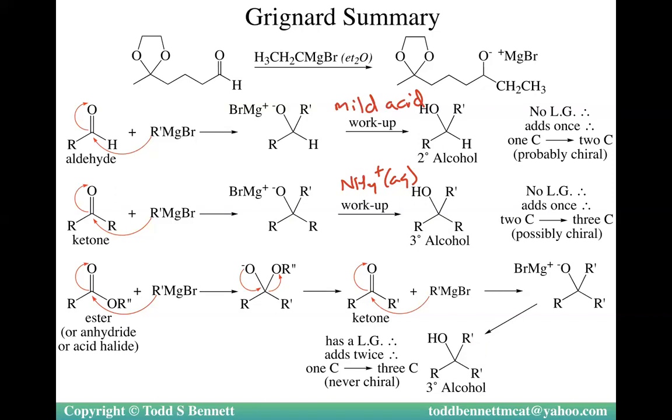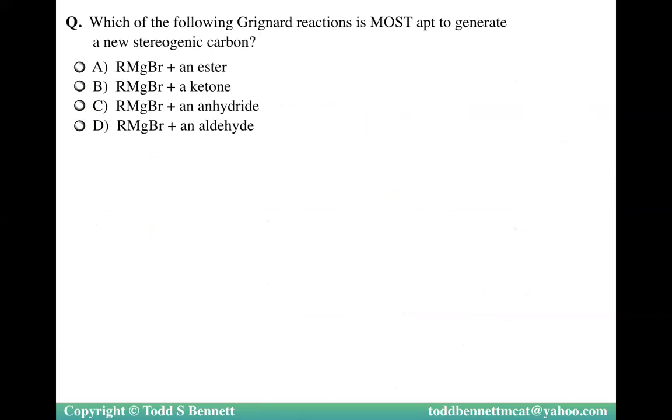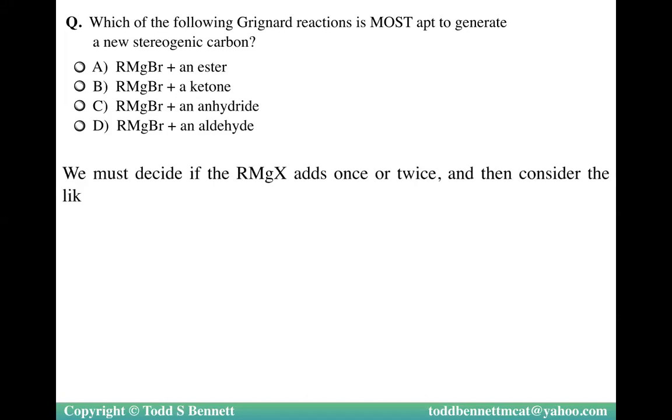Okay, so why do I care about this? Well, I cared because of a question like this. Which of the following is most likely to give you a chiral center? And so what I want to do is just make note of the fact that if you have an ester and an anhydride, it adds twice. You're going to add this R group twice. If you add an R group twice, you do not have 4 different substituents.